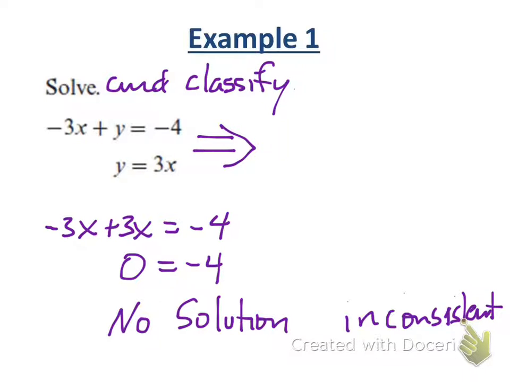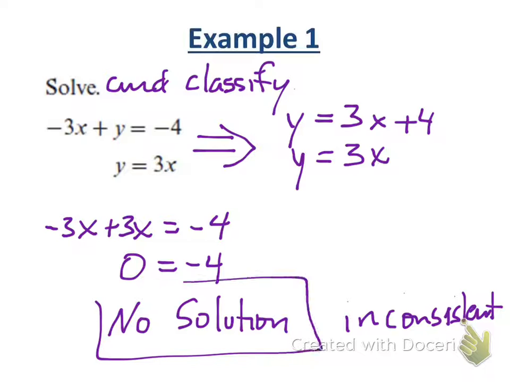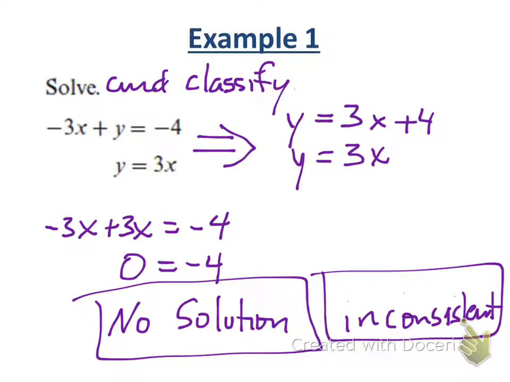Now, is there another way I could have shown that these two lines are parallel? Couldn't you take the top line and just solve it for y? What would we get? y equals 3x plus 4. The other line is y equals 3x. Those two lines have the same slope and different y-intercepts, which means they are parallel and they are not going to intersect. So this system of equations has no solutions, which means it's inconsistent. You good with that, Sean?